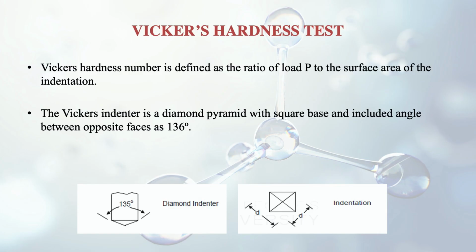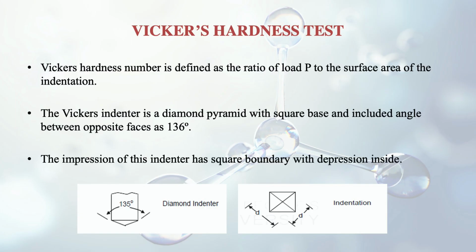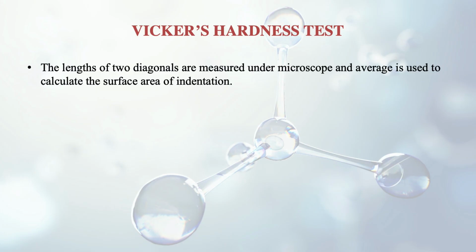It is a diamond pyramid with a square base, and the included angle between the opposite faces is 136 degrees, as given in this figure. The impression of this indenter has a square boundary with a depression inside. So you can see there is a square cross section. This is the square boundary and it is a depression inside. So here also one formula is there. The lengths of the two diagonals of the square are measured under a microscope, and the average is used to calculate the surface area of the indentation. So the formula is given here, and you try to prove it by yourself, and if it is not possible for you then you can later discuss with me.